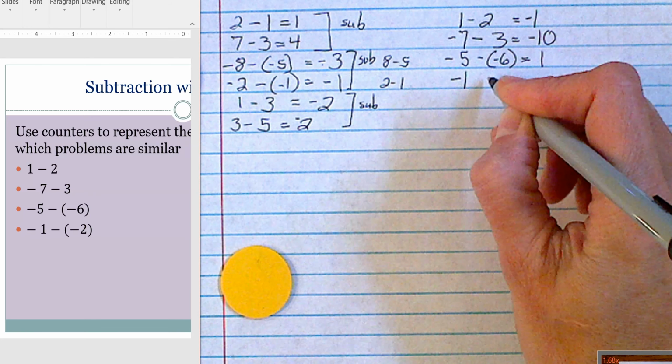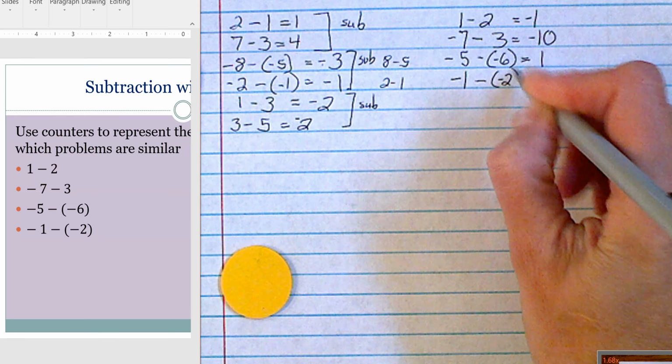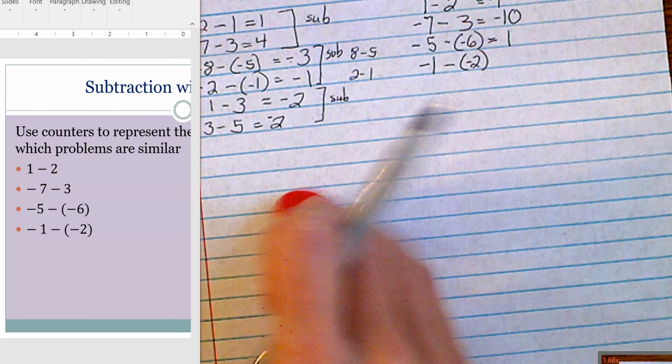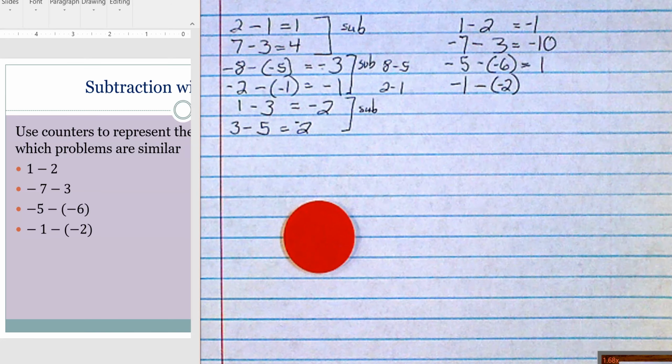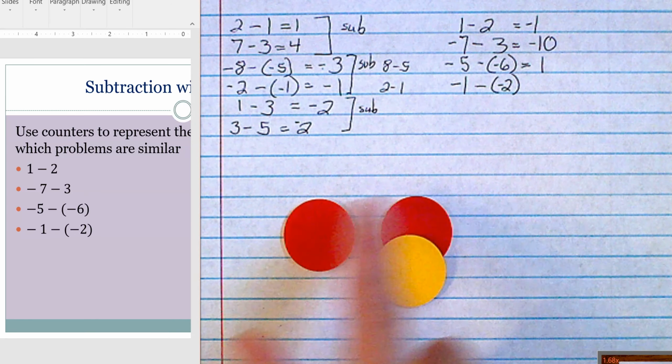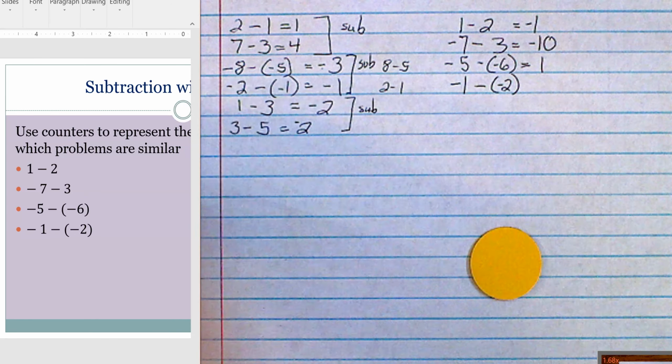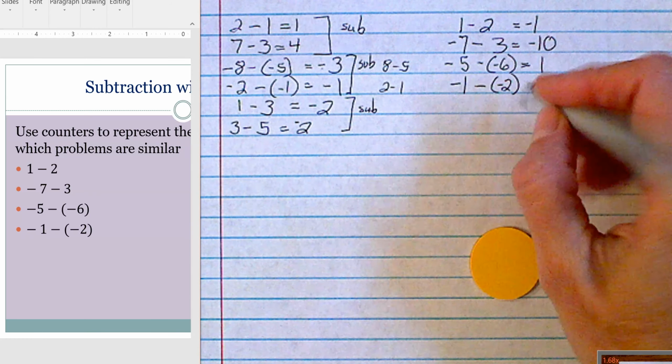Lastly, let's look at -1 take away -2. I'm going to start off with a -1, and I'm going to take away -2. To do that, I need to add a 0. Now I have 2 negatives that I can remove, leaving me with a +1.